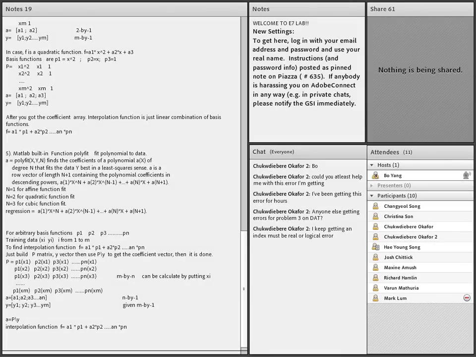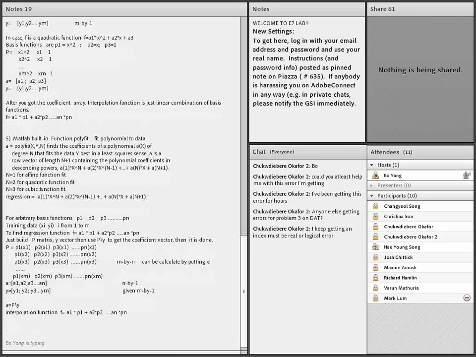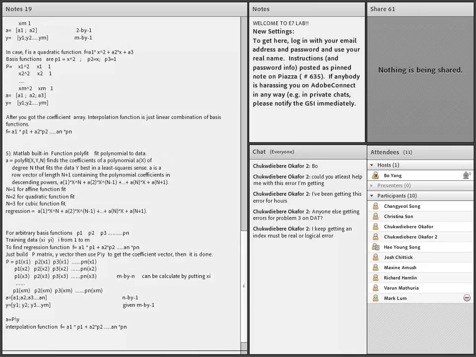For arbitrary basis functions P1, P2, P3 to Pn, these basis functions are given. Training data (xi, yi), i from 1 to n, to find the regression function F equals A1 multiplied by P1 plus ... plus An multiplied by Pn. These A1 to An are unknown coefficients. Just build the P matrix and y vector, and then use P backslash y to get the coefficient vector.